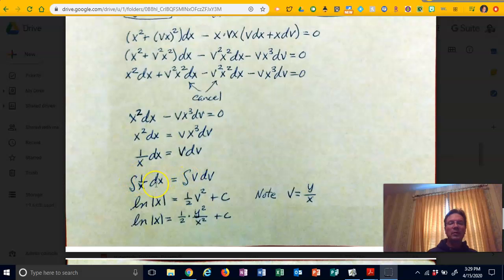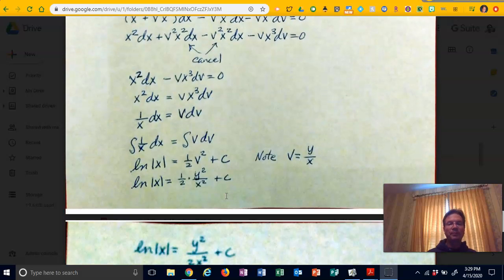So I'm going to integrate both sides, on the left side with respect to x, right side with respect to v. The integral of 1 over x is the natural log of the absolute value of x, and the integral of v dv is v squared over 2, or 1/2 v squared, and I'm going to put a plus c on the right side. All right? So that's what we have here.